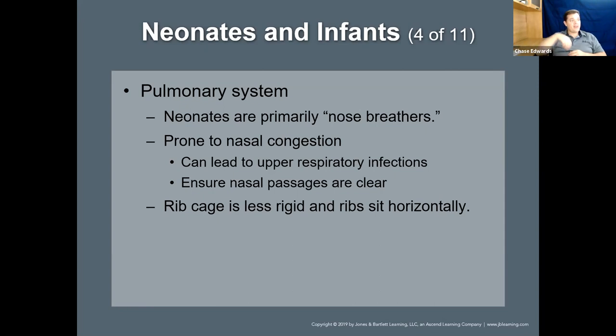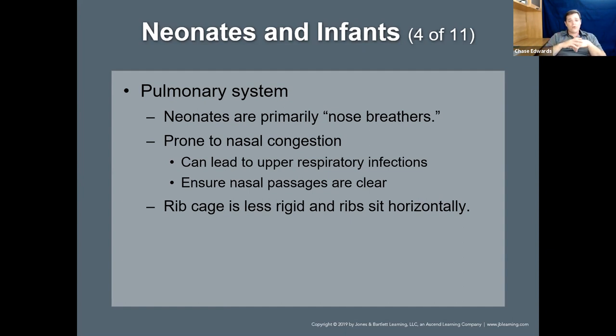So an infant's rib cage is less rigid than an adult's, and the ribs sit horizontally, right? So they come out this way. All right. So also infants are belly breathers because the accessory muscles are immature and fatigue sets in really quickly.